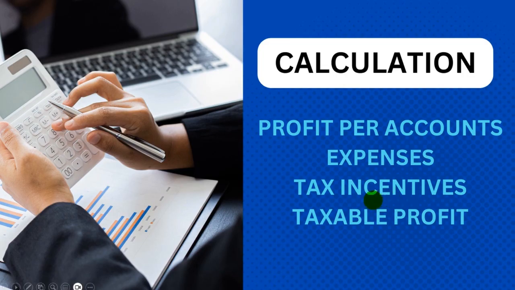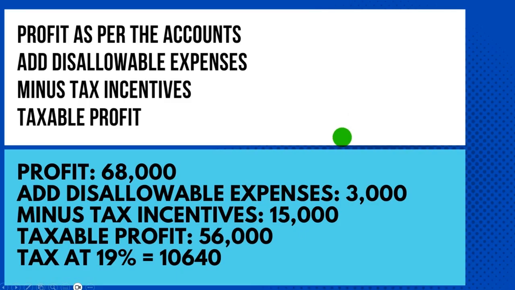The last line here is the actual taxable profit. So the taxable profit is going to be different from the profit per the accounts. The taxable profit is the profit used against the tax rate, the tax percentage, not the profit as per the accounts. And let's have a look at this in a bit more detail.